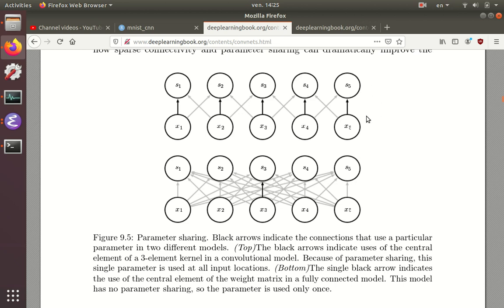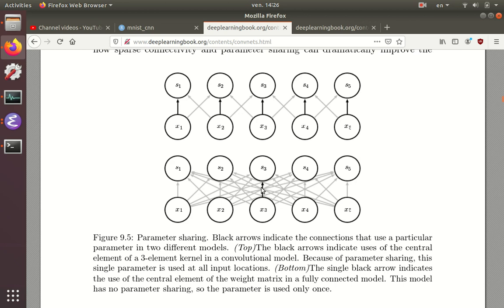The top corresponds to what's happening in a convolutional layer. The bottom corresponds to what happens in the fully connected layer. And there are gray arrows that represent the other parameters, and black arrows represent the parameter of interest. So each one of these arrows represents a real number, a weight that we need to learn to get predictions in the neural network.